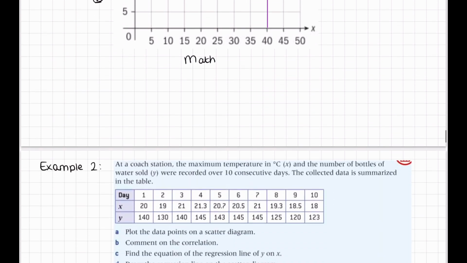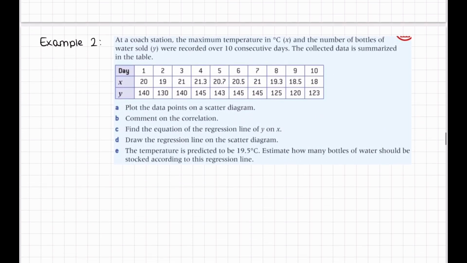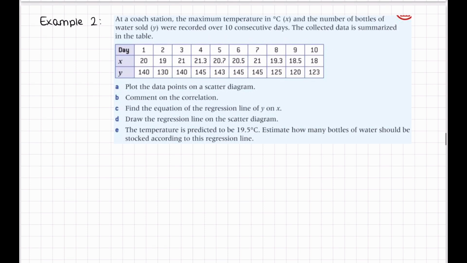Alright, next example. At a coach station, the maximum temperature in degrees Celsius is our x coordinate, and the number of bottles of water sold, our y, were recorded over 10 consecutive days. The collected data is summarised in the table. So you can see we've got day 1 to 10, and then the temperature and how many bottles of water were sold. First of all, we're going to plot data points on a scatter diagram.